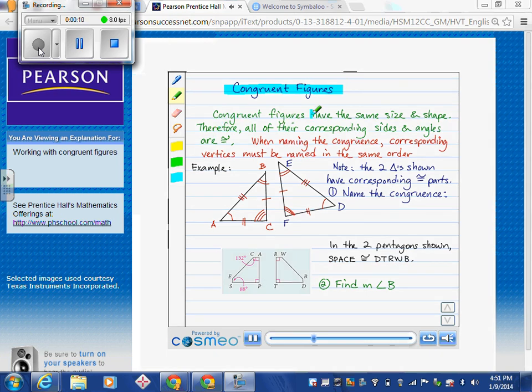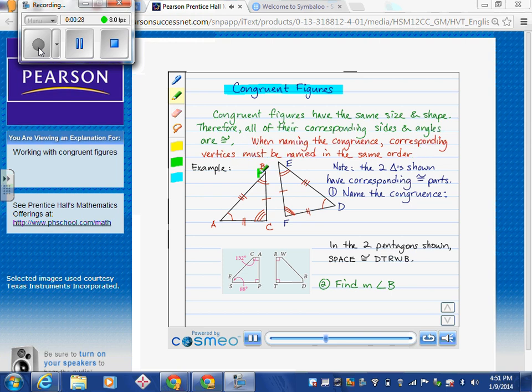Now remember, congruent figures have the same size, same shape. And that means that all of their corresponding sides and all of their corresponding angles are congruent. It's very important when you're naming the congruents that the corresponding vertices must be named in the same order.